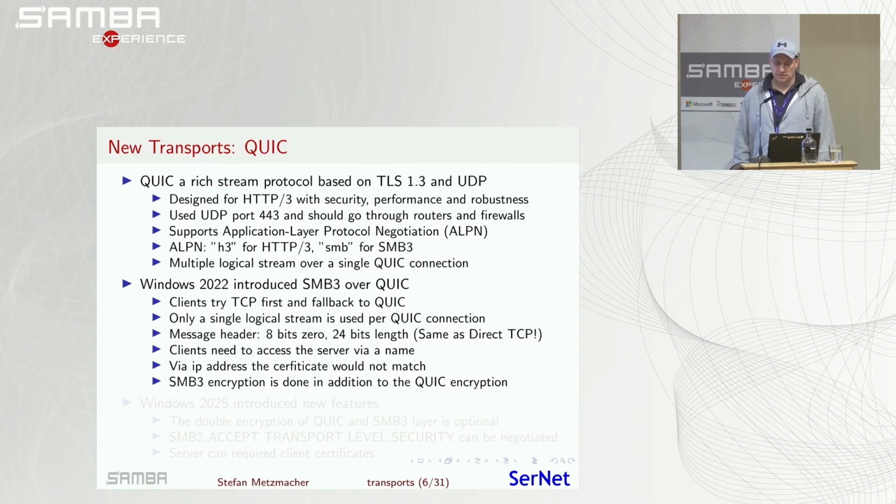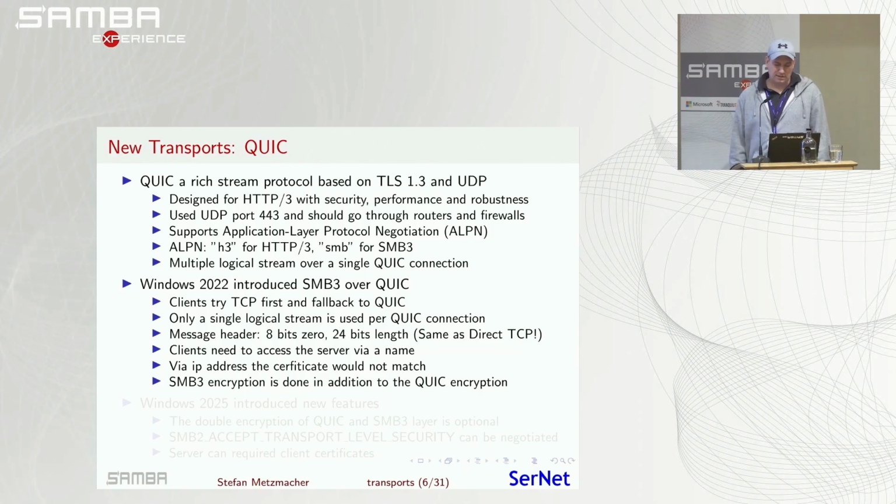And the thing is that while the QUIC protocol in general supports multiple logical streams over a single connection, SMB only uses a single one, so it's very easy for SMB to make use of that. And also there we have the 4-byte header, 24 bits of length, 8 bits 0, and so it's the same as TCP. So all logic above that is exactly the same for the SMB handling.